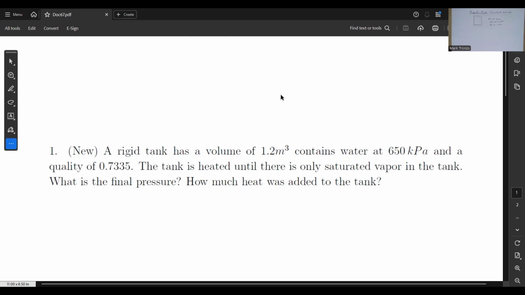Let's take a look at this problem. A rigid tank has a volume of 1.2 meters cubed and contains water at 650 kPa with a quality of 0.7335. The tank is heated until there's only saturated vapor in the tank. What is the final pressure? How much heat was added to the tank?